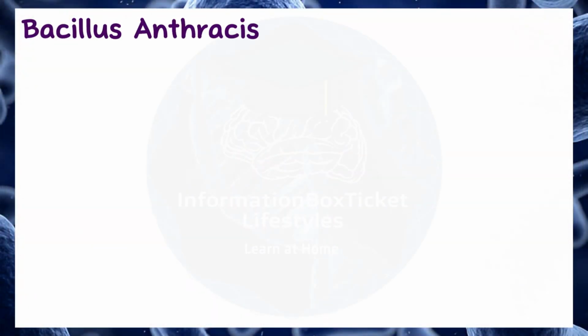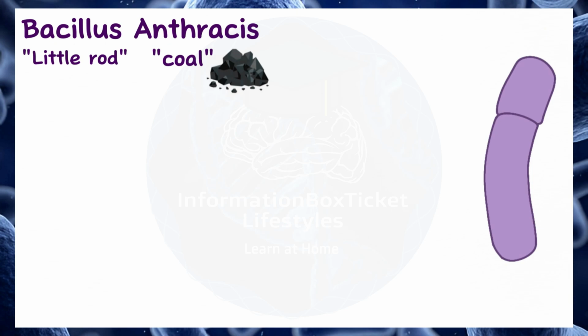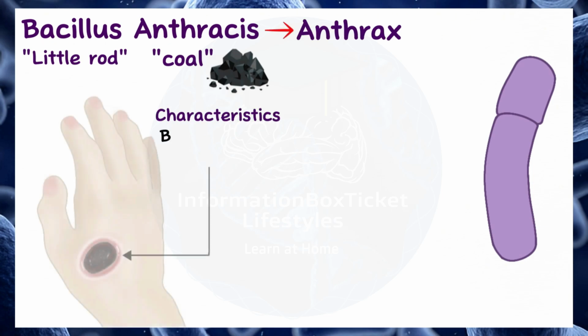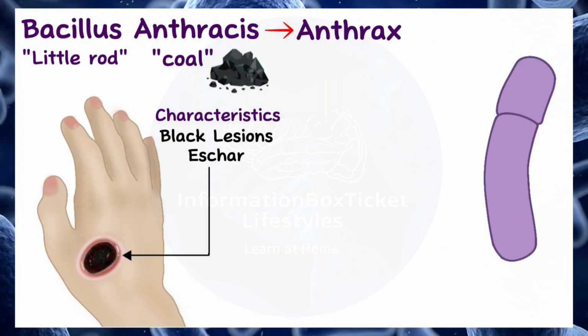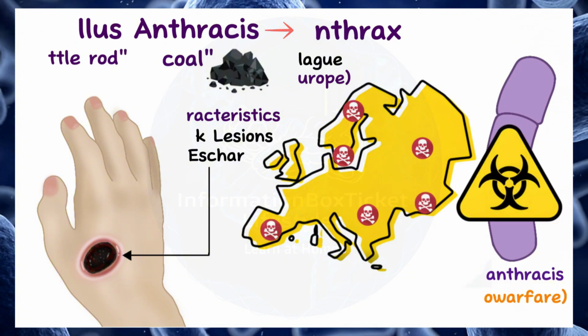Bacillus anthracis derives its name from bacillus, meaning little rod, and anthracis, which refers to coal. Thus, Bacillus anthracis is a rod-shaped bacterium responsible for the disease anthrax, known for causing distinctive black skin lesions. Historically, Bacillus anthracis, often abbreviated as B. anthracis, has been responsible for several epidemics in Europe and has been utilized as a biological weapon.